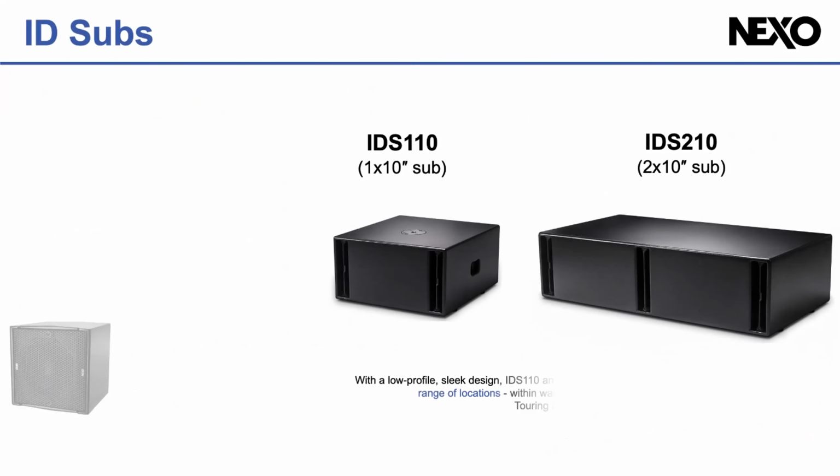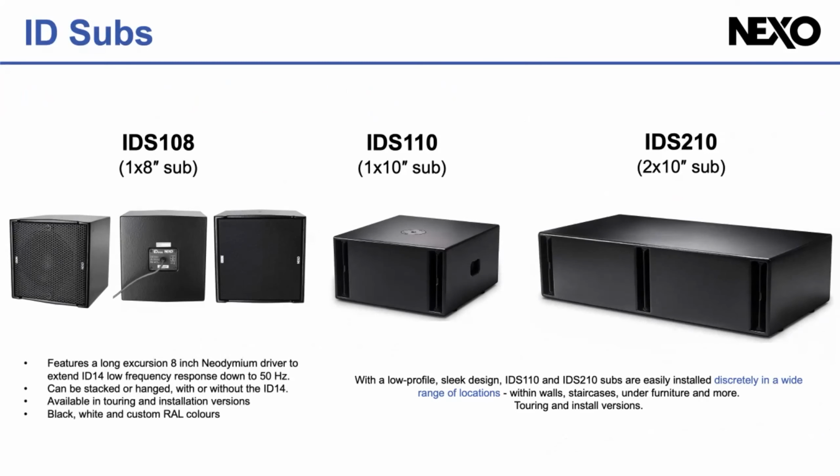The ID sub lineup has 3 different subwoofers: the IDS 108, the IDS 110, and the IDS 210. These are all very low profile subwoofers, great for discreet applications, right? You can put these into walls, staircases, under furniture, or mount them easily within ceilings, which allows this stuff to be hidden but have that low frequency extension on the bottom end. The IDS 108 is an 8-inch sub, the others are 10-inch subs. One is a 1x and the other is a 2x.